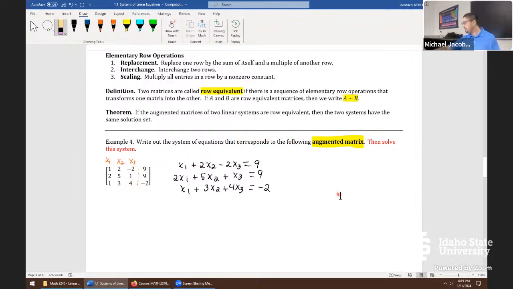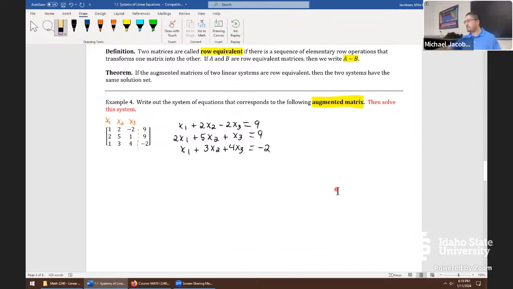Okay. Let me see here. Let's scroll down just a bit. And let me see if I can paste that in. Oh, let's maybe go this way. That might work a little bit better. We'll use an arrow.